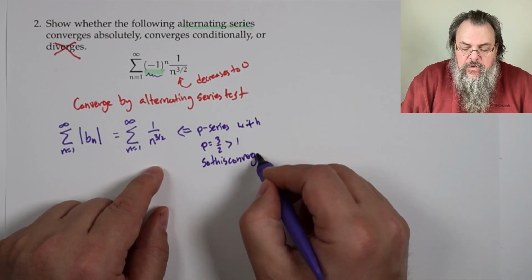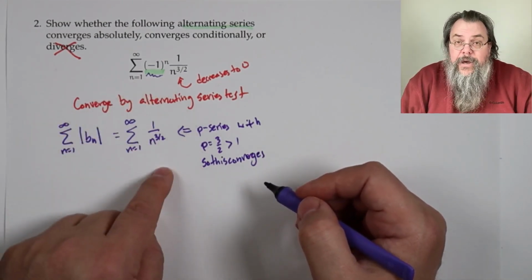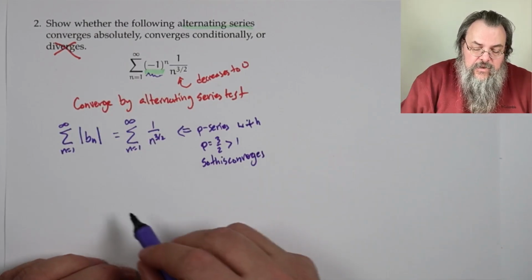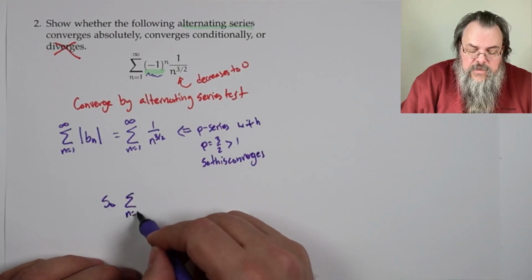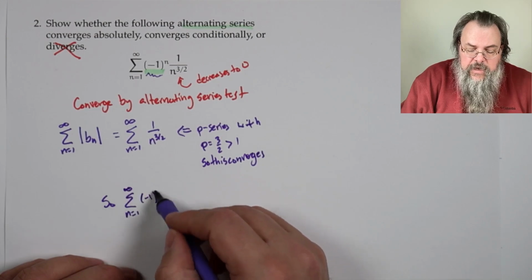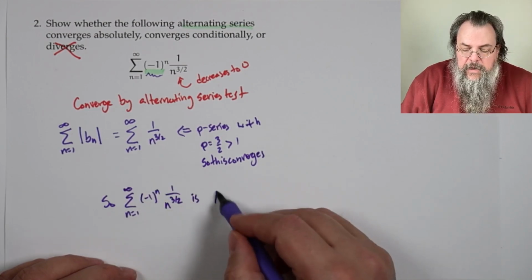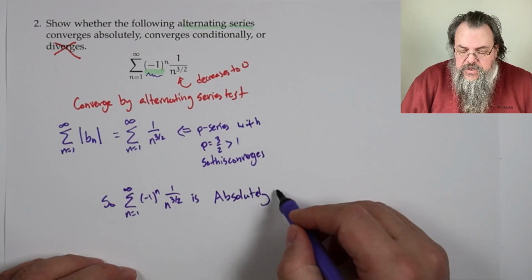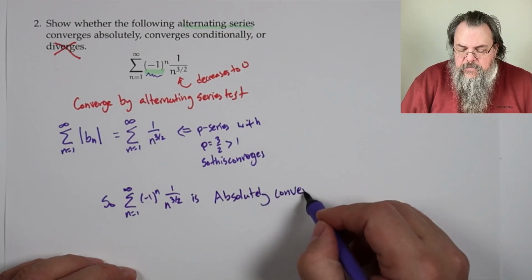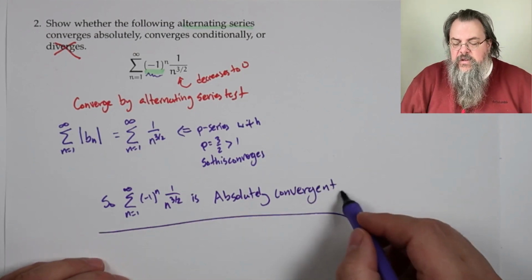So what does that tell us? Well, it tells us we don't need the plus minus 1 to the n. Even if we throw that away, it still converges. So our conclusion is, the original sum, minus 1 to the n, 1 over n to the 3/2, is absolutely convergent. Or it converges absolutely. However you want to say it.